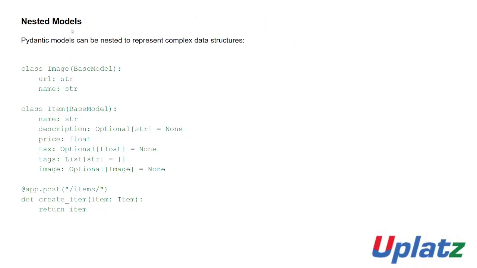Next, nested models. Pydantic models can be nested to represent complex data structures. Class Image, BaseModel, url is str, name is str, and class Item, BaseModel, name str, description optional string, price float, tax optional float None. Tags list of str. This will be a list of strings actually, and image optional Image None. Now def create_item return item.